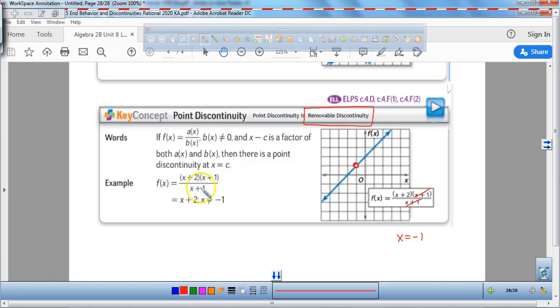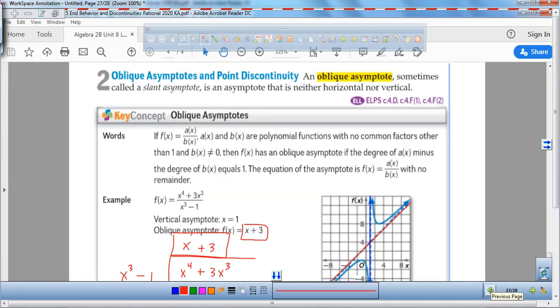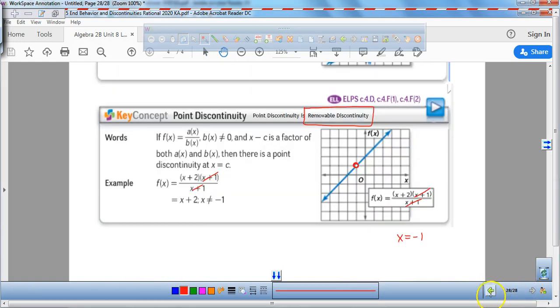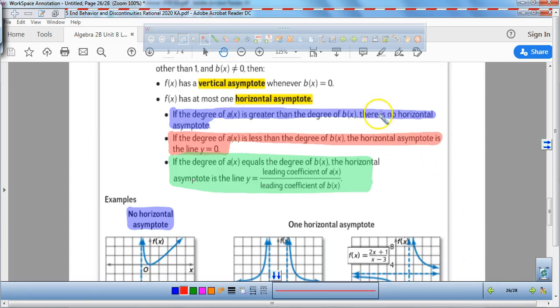So what do you need to look for? Look for common factors, and if they cancel out, you know you have a point of discontinuity at whatever number makes that equal to 0, which happens to be a negative 1. So those are the rules you're going to be looking for as you go through these assignments. Just make sure you understand the difference between slant asymptotes, points of discontinuity, and your rules for horizontal asymptotes. And these are the 3 rules for horizontal asymptotes that I'll be going over in each of the lessons.